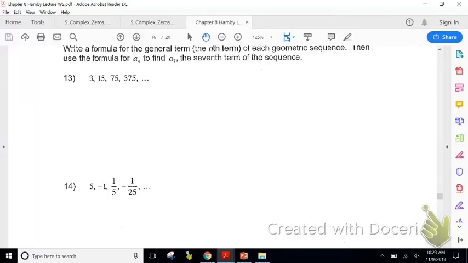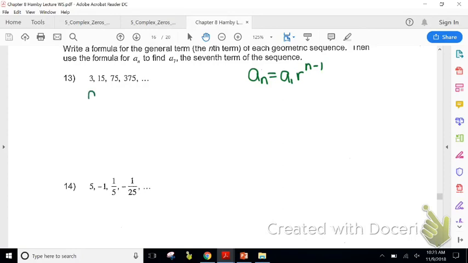All right, so now we're going to write the formula for the general term of each geometric sequence. Then we're going to use the formula for a sub n to find a sub 7, the seventh term of this sequence. All right, so remember the formula. It's a sub n equals the first term times common ratio raised to the n minus 1, right? So if I know my first term and I know my common ratio, I can get a general formula here.